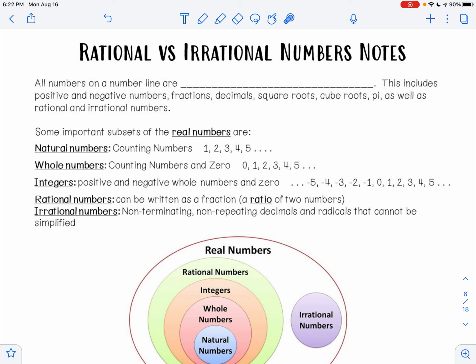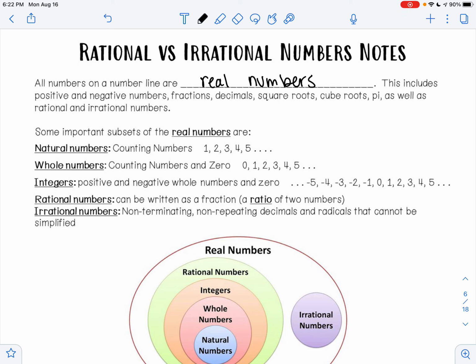In today's video, we're going to go over the difference of rational and irrational numbers. So all numbers on a number line are real numbers. This includes positive and negative numbers, fractions, decimals, square roots, cube roots, pi, as well as rational and irrational numbers.